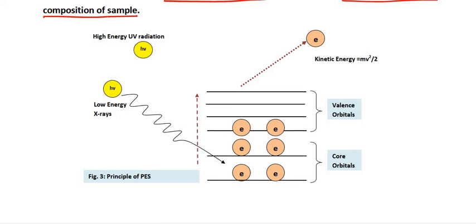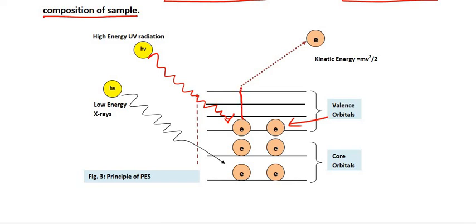As we see here, the electrons are distributed in different types of orbitals in an atom or molecule. There are occupied orbitals and unoccupied orbitals, and the occupied orbitals are further classified into valence orbitals and inner orbitals or core orbitals. The attraction between the nucleus and valence orbitals is lesser, so it is easy to remove these electrons, and that is why UV radiations, which have sufficient energy to remove valence electrons, are used for this purpose.